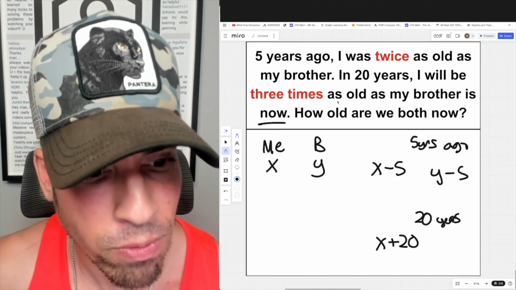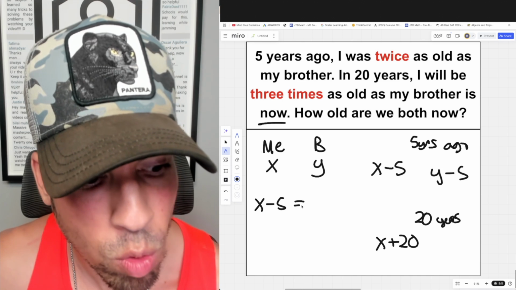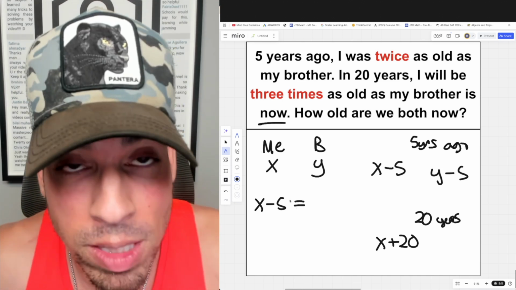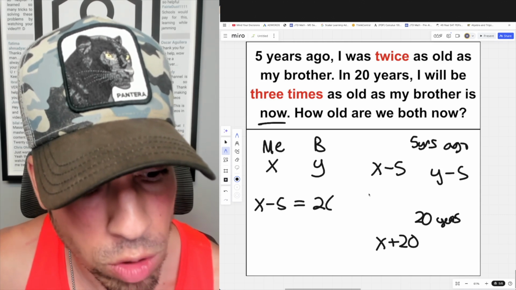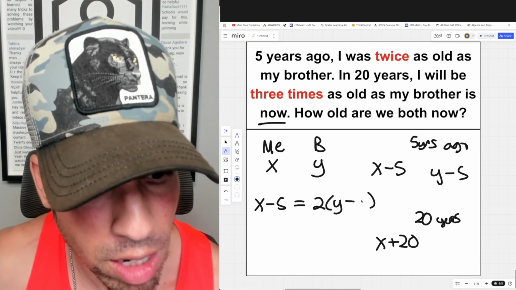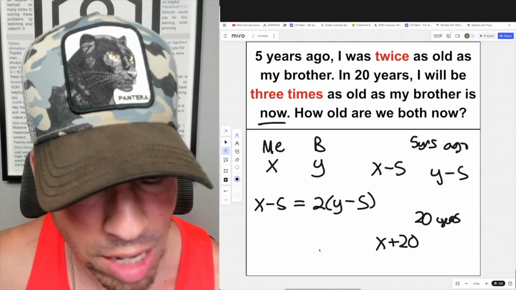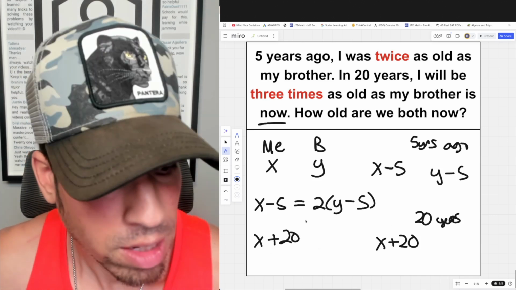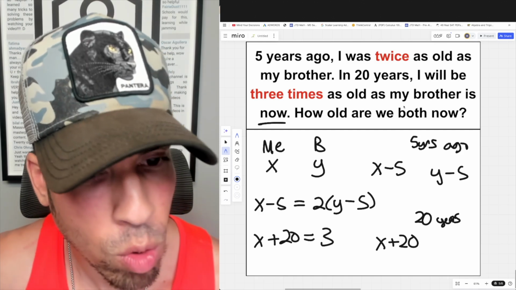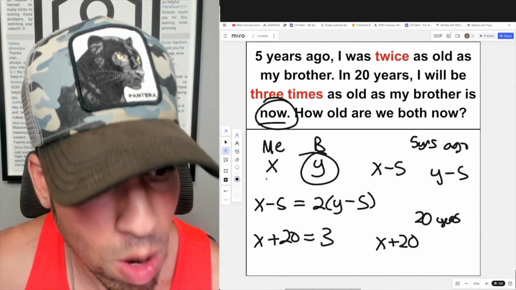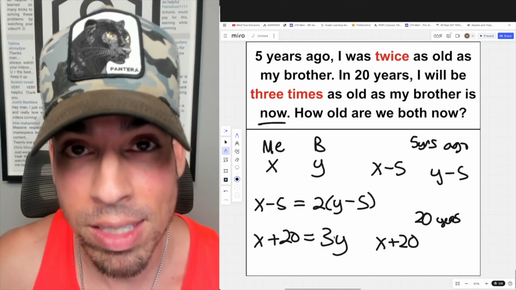So check this out. 5 years ago, I was, meaning is equal to, the to be verb, and this is how I piece together any equation, twice as old, or 2 times my brother's age, Y minus 5. My second equation is in 20 years, I, again, X plus 20, will be, again, that's the to be verb, equal to 3 times as old as my brother is now. Well, that's Y. So we just got X plus 20 equals 3Y. And guess what? We have a system of equations.